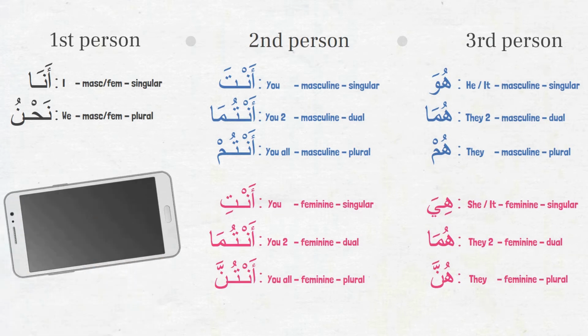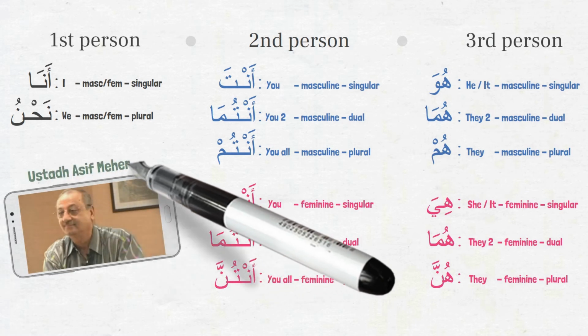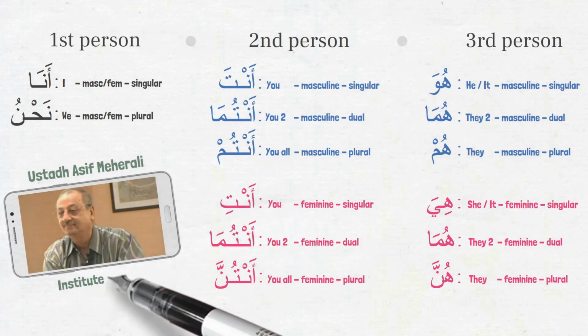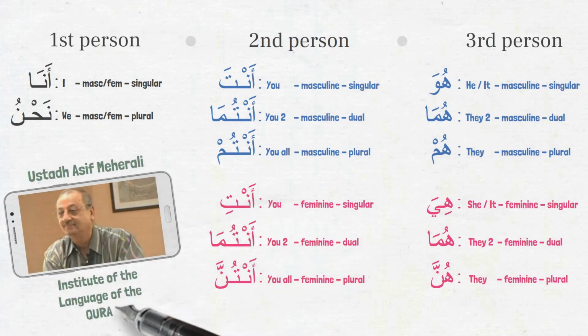We can turn them into a song like Ustadh Asif did. Who is Brother Asif? He's the instructor of the Arabic language at the Institute of Language of Quran in Toronto, Canada. Ustadh Asif, mashallah, has made his Arabic video lessons freely available to everyone on YouTube for all three books of Madinah Arabic. May Allah multiply his rewards for all his efforts. What makes him special is that he learned the Arabic language at the age of 60.